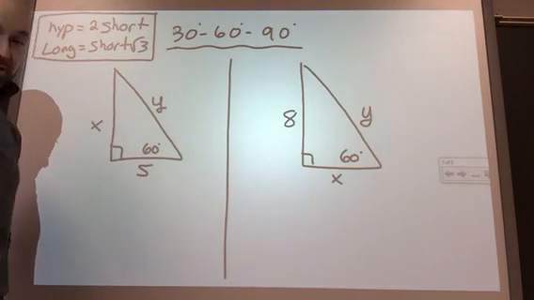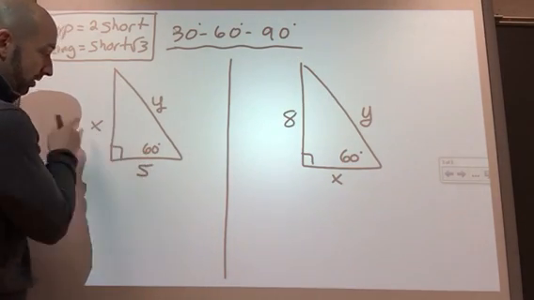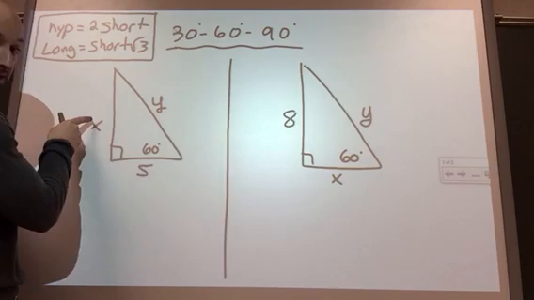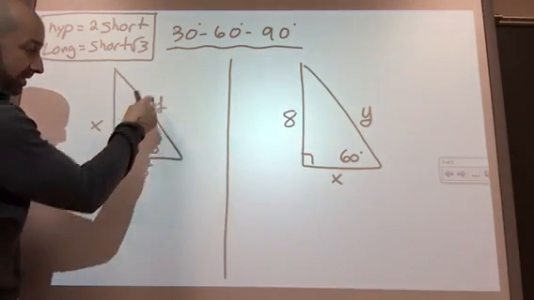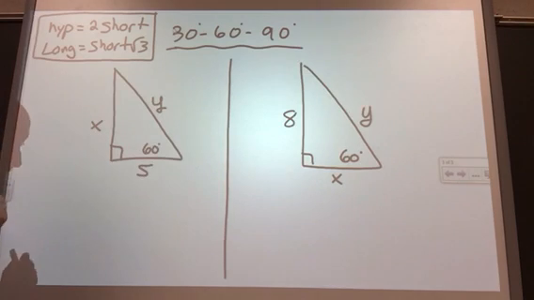So let's look at this first example. I know this is the short leg because it's opposite my 30-degree angle. I know this is the long leg because it's opposite my 60-degree angle. And I know this is the hypotenuse because it's opposite my 90-degree angle. So I'm going to find the long leg first.